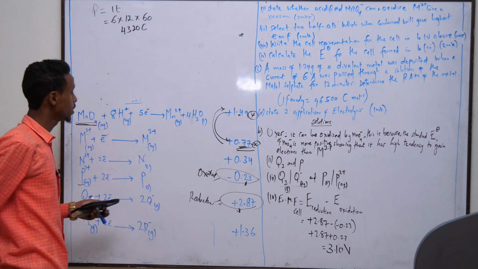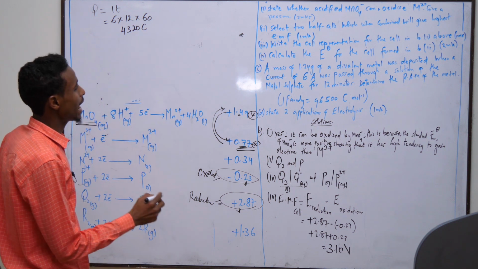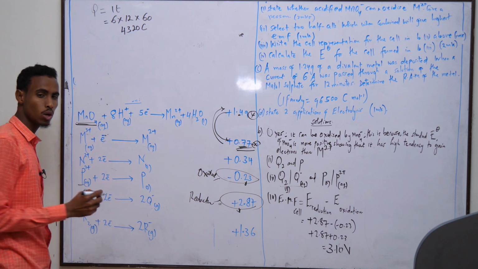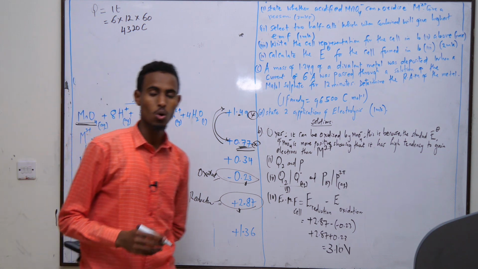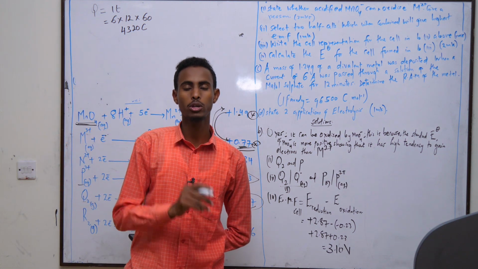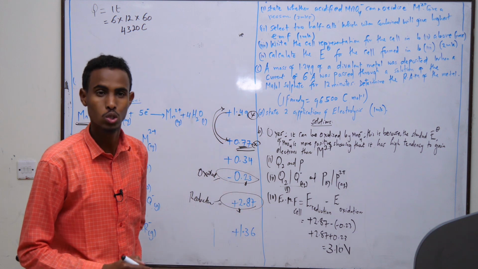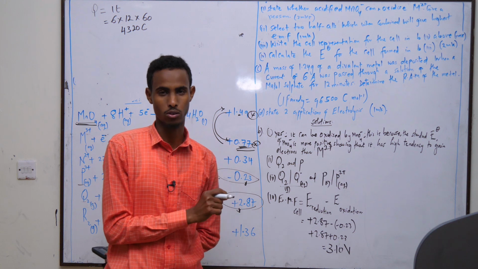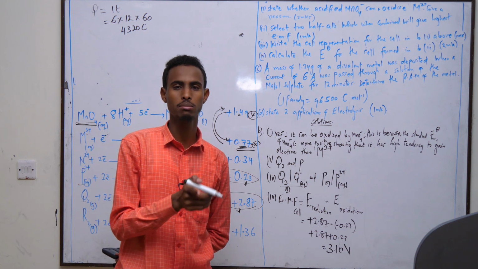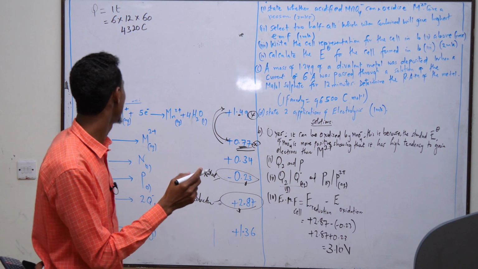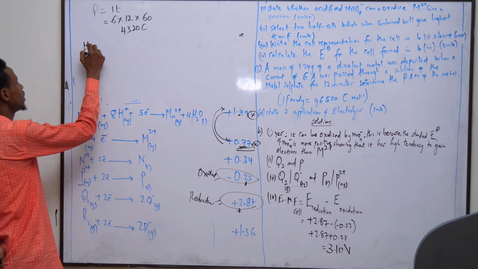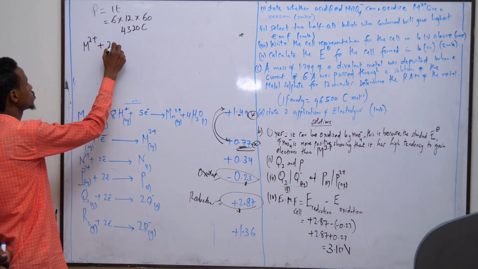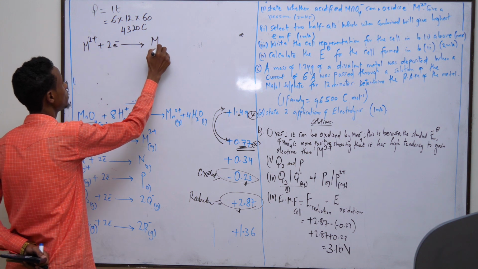4320 coulombs. Remember, we were told that our metal is divalent. When we are told our metal is divalent, what we know is that the charge of a metal is always positive, because metals lose electrons and form positively charged ions. When it is divalent, it means it has a charge of 2. Therefore, we can write M2+ plus 2 electrons to form solid metal.